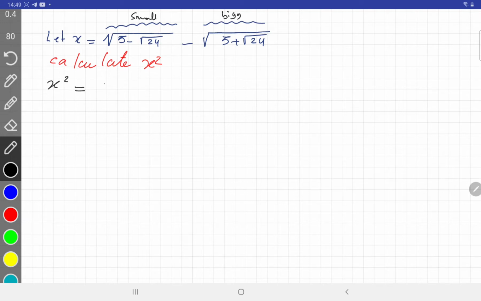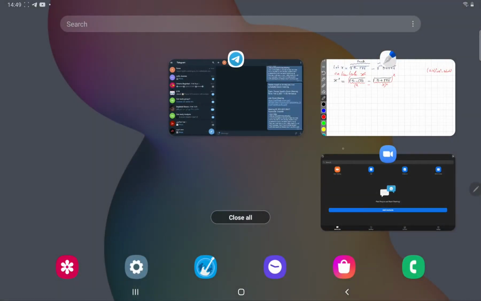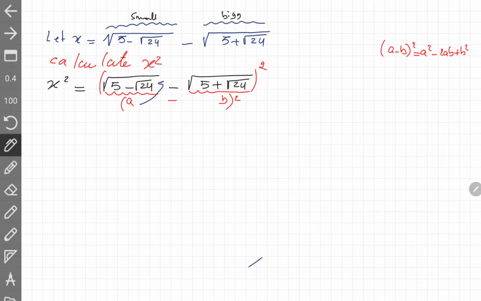X squared is equal to radical 5 minus radical 24 minus radical 5 plus radical 24. We should not forget the power 2. We have a remarkable identity, a minus b to the power 2. Applying the remarkable identity, a minus b to the power 2 is equal to a squared minus 2ab plus b squared, where a is considered this number and b is considered as this number.